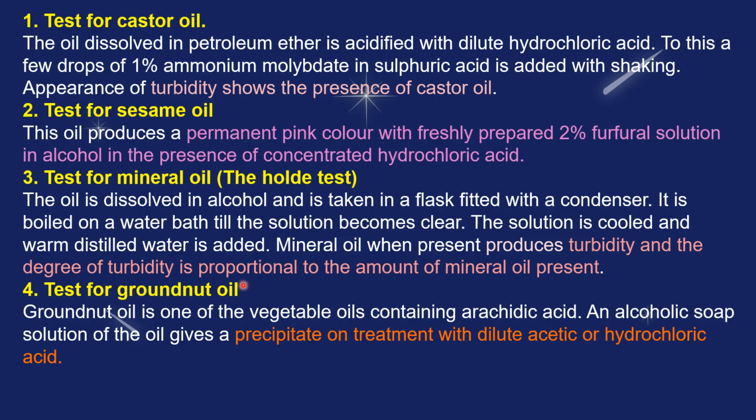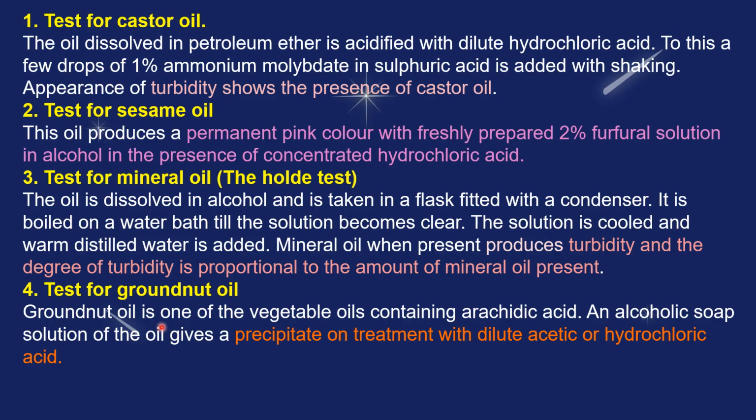So how to check the presence of mineral oil: we can take the oil in alcohol in a flask fitted with a condenser, and boil it in a water bath. After that the solution is cooled, and water is added to it, and if turbidity develops, we can identify the presence of mineral oil. The amount of turbidity will give you the intensity of the amount of adulterant that is mixed.